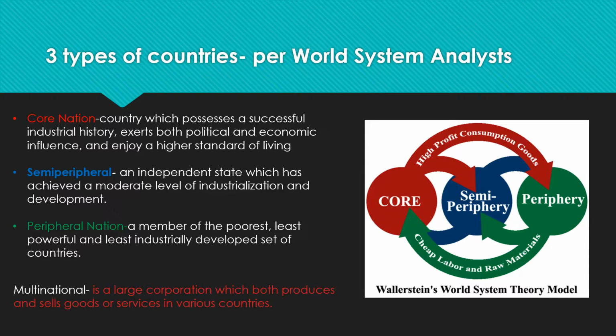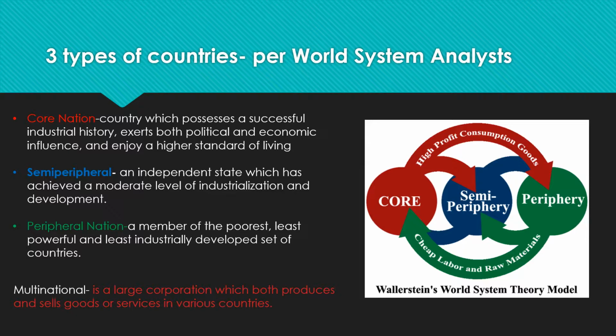Now, you can see in the middle you have the semi-peripheral. These are the nations that are independent states which have achieved a moderate level of industrialization and development. These include South Korea, Singapore, Hong Kong, Malaysia, and within Latin America you have Argentina, Brazil, and Mexico. Then after that you have the peripheral nations. Most of these members are the poorest, least powerful, and least industrially developed set of countries. These include many different countries within Africa, Asia, and still some in Latin America.